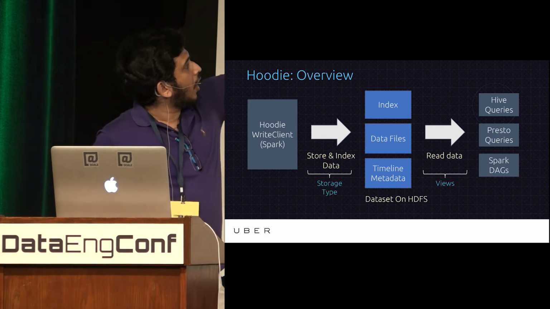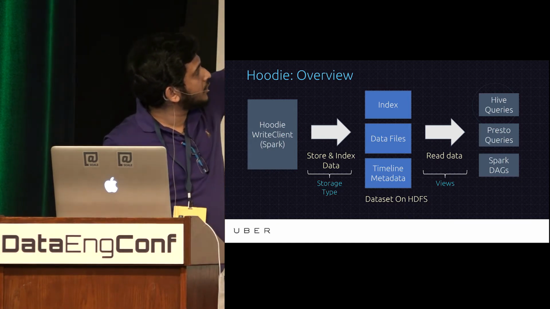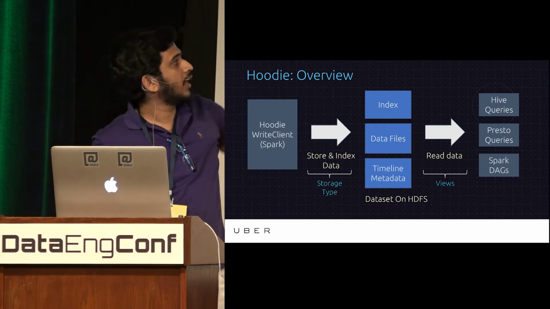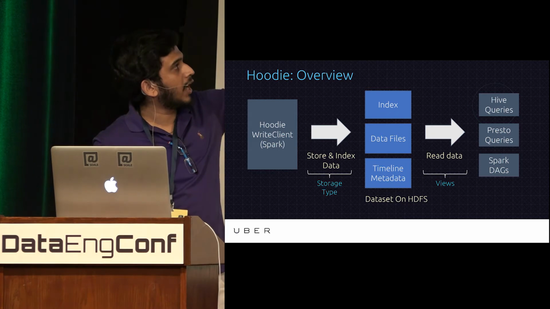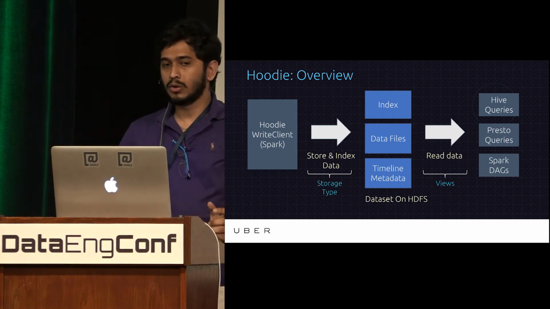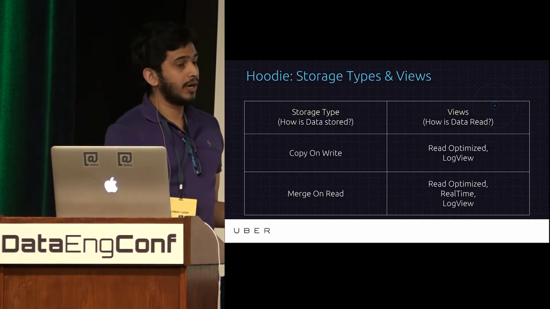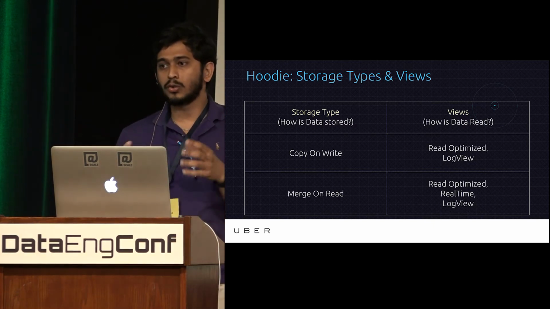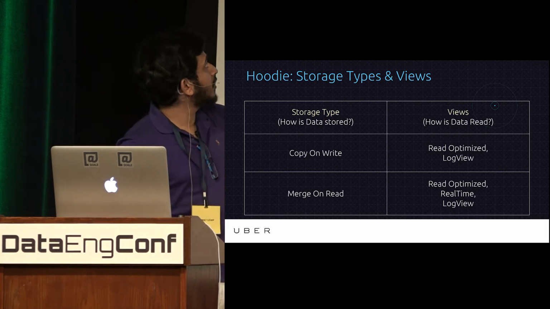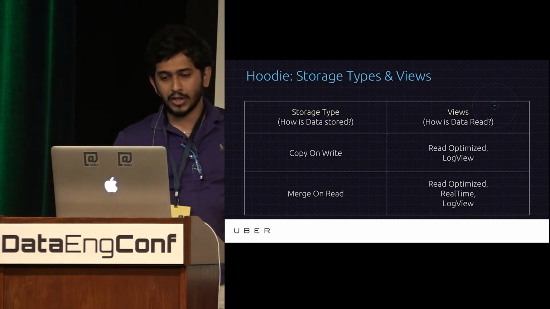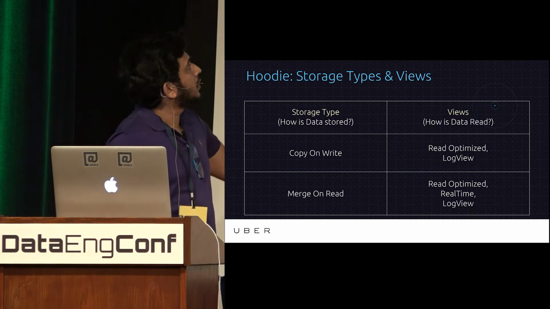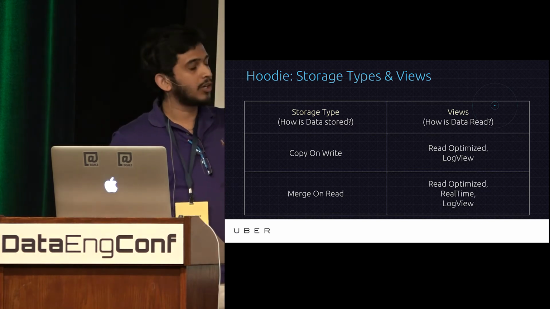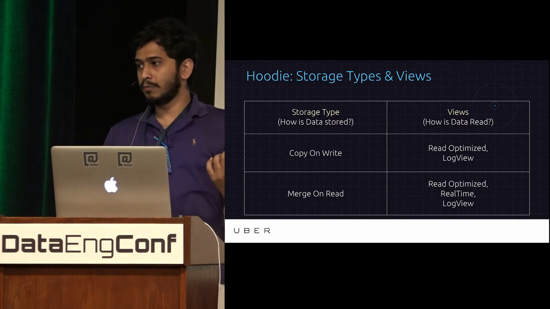How we actually store, index and lay out this data is what we call a storage type. And then reading data, like I said, can happen via Hive, Presto, or Spark, and this is what we call views. So the idea is, storage types define how the data is stored. Views then give you a few tables on Hive with different tradeoffs to actually read the data that you've written. For example, we have two storage types. One is called copy on write, which we'll quickly look into how it's implemented. It provides a read optimized view, which is essentially purely columnar, backed by Parquet data. And it also provides a log view, which implements the incremental pulling capability.